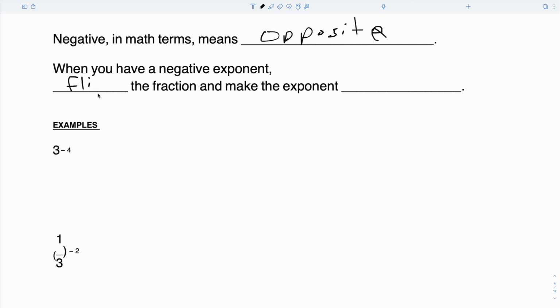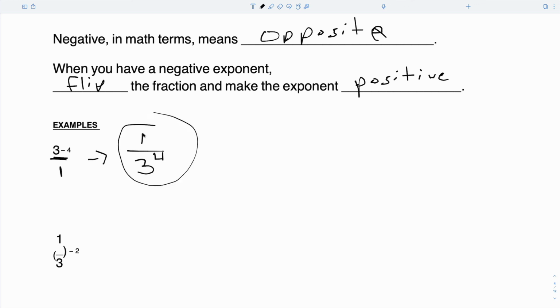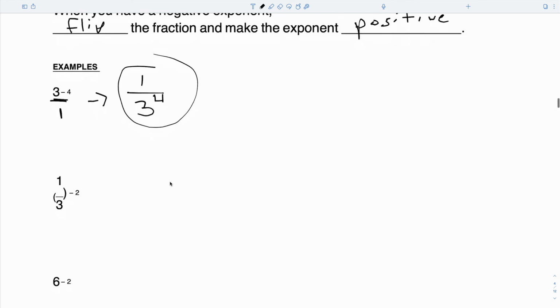Every time you see that, just flip the fraction and make the exponent positive if it's negative, and negative if it's positive. So if you have 3 to the negative 4th, this is the same thing as 3 to the negative 4th over 1. Flip the fraction and make the exponent positive. That's your answer. 2 steps.